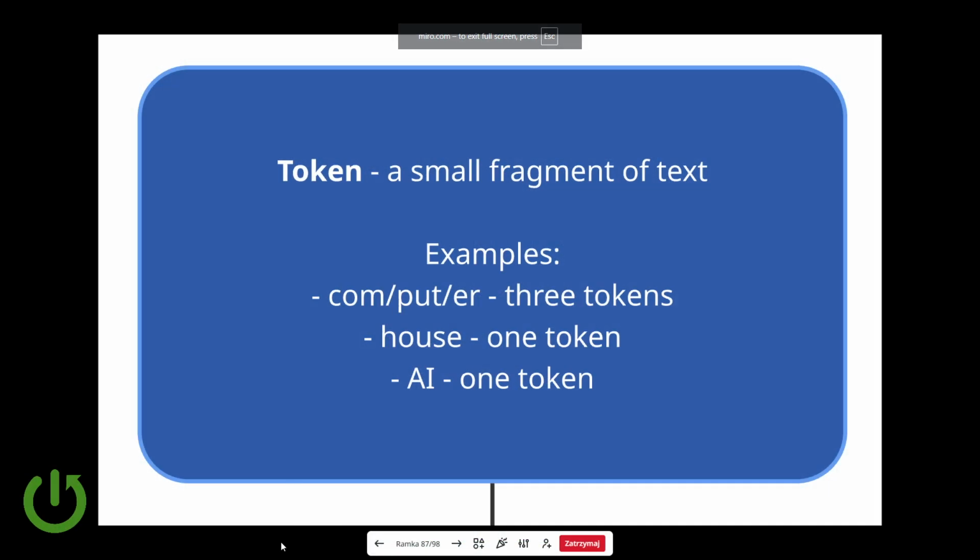So let's start with the basics. What exactly is a token? As you can see, a token is a small fragment of text that the model understands. Sometimes it might be one word, if it's short enough, because house or AI is one token. But most of the time the word is too long, so we have to split it into a number of tokens. For example, in this case, we have to split computer into 3 tokens.